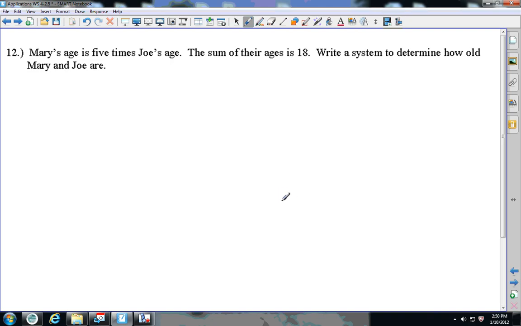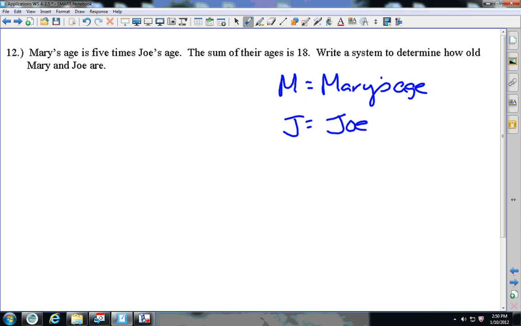Number 12. Mary's age is 5 times Joe's age. The sum of their ages is 18. Write a system to determine how old Mary and Joe are. I'm going to use M equals Mary's age, J equals Joe's age.